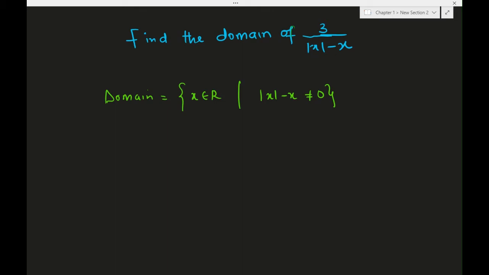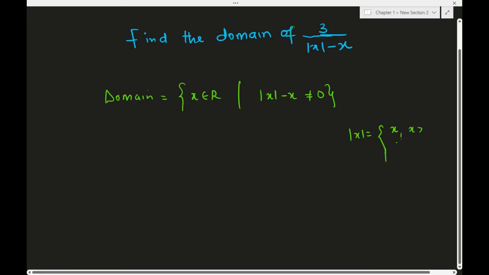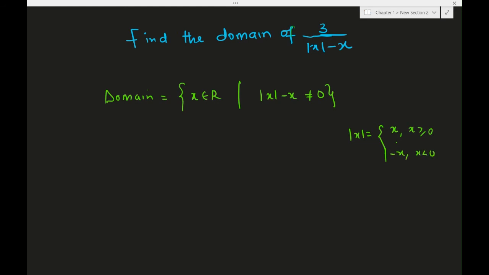But if you look at this, since we have an absolute value, what do we know about absolute value? We know that absolute value of x is equal to x when x is greater than 0, and we can say it's equal to 0, or we can just combine these two. So it's x when x is non-negative, and it is minus x if x is less than 0. We know this.